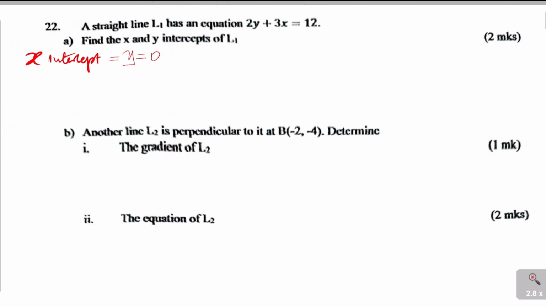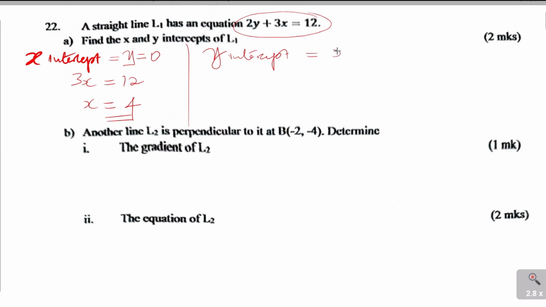So you're going to take this equation and substitute y with 0. When you do that, you will get 3x is equal to 12. So the x-intercept will be 4, so x is equal to 4. Then now the y-intercept: at the y-intercept, the x-coordinate is equivalent to 0. So just take the same equation, 2y plus 3x is equal to 12, and substitute x with 0. You shall have 2y is equal to 12, and y will be given by 6. So that is the y-intercept.